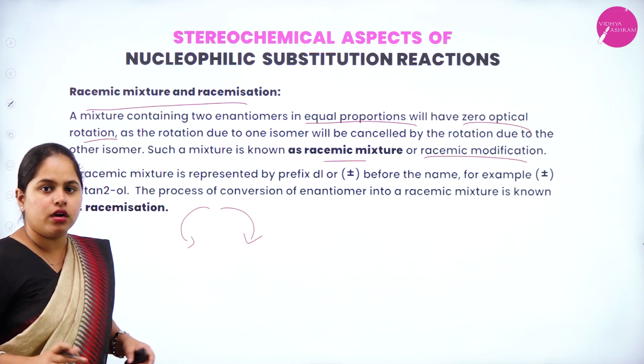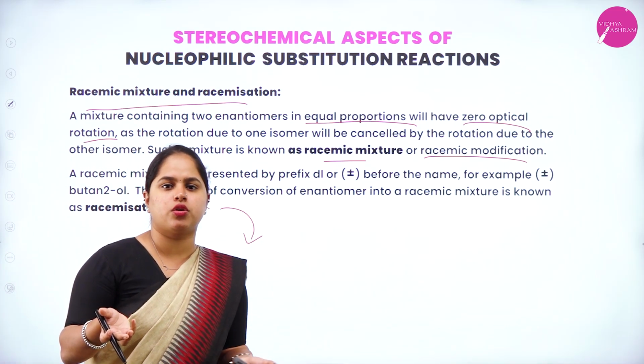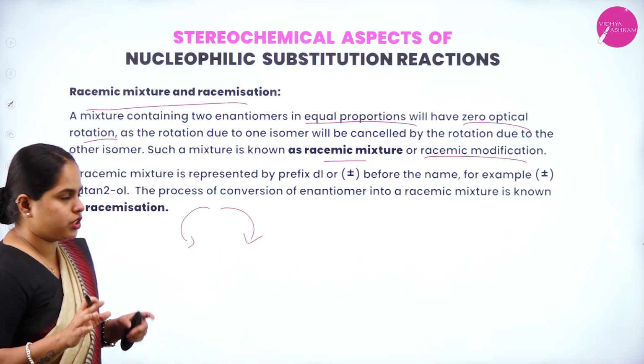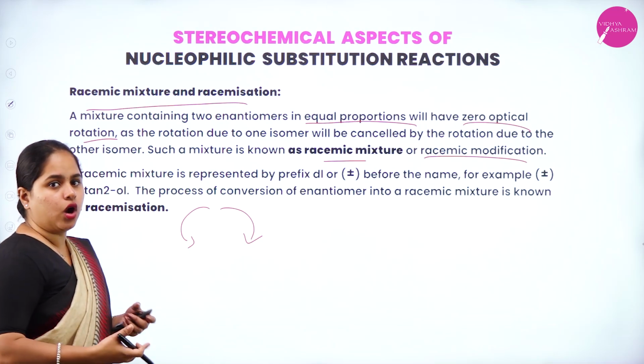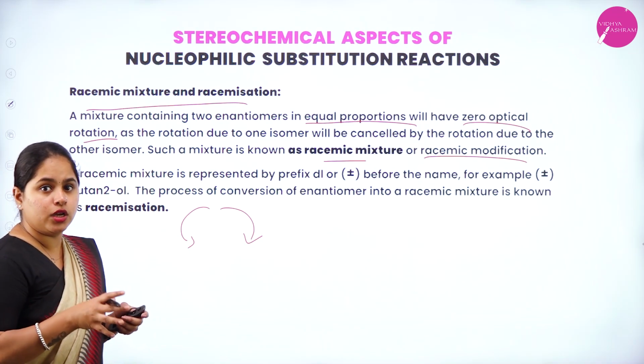Means what? In total, the net effect will be 0, right? One is rotating towards the right, another one is rotating towards the left. So in effect, what happens? The net rotation will be 0. So this is called a racemic mixture, that is the D and L form in equal proportion.